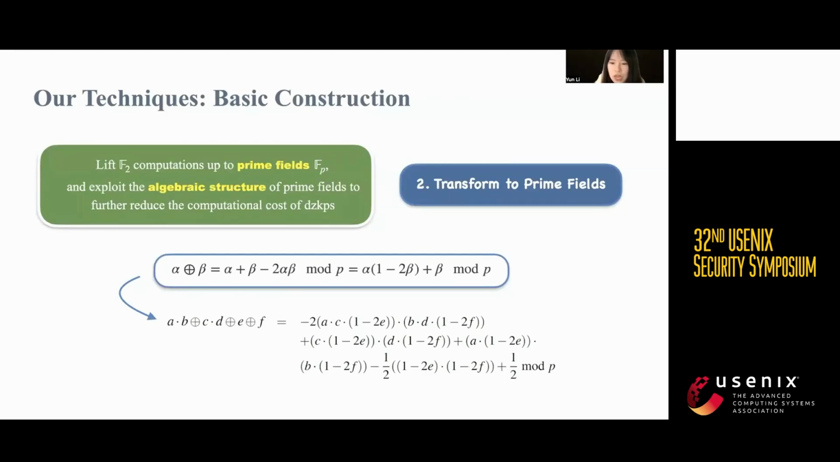Now we are going to transform the equation from the binary field to a prime field. Here, a key formula we utilize is, for any two bits α and β, α XOR β equals α + β − 2αβ mod p, which can be further expressed as α(1 − 2β) + β mod p. Here, p is a prime number. Using this formula, we can transform the equation from the binary field to a prime field.